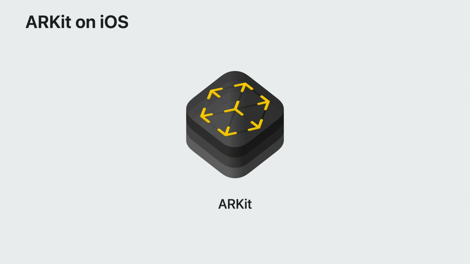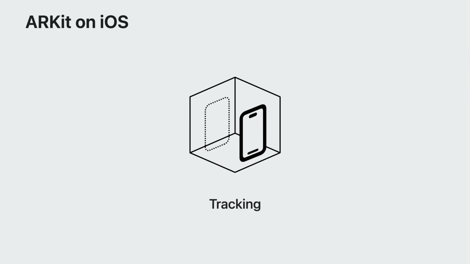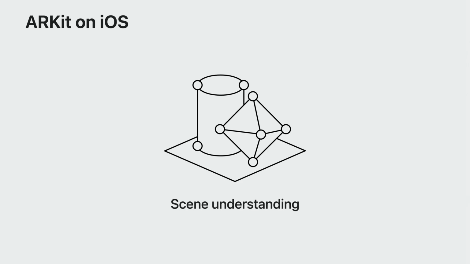With world tracking, ARKit is able to track your device's position in the world with 6 degrees of freedom. This allows anchoring virtual content with a position and orientation to the real world. Scene understanding provides insight about the real world around you. Using the provided geometry and semantic knowledge, your content can be intelligently placed and realistically interact with surroundings.